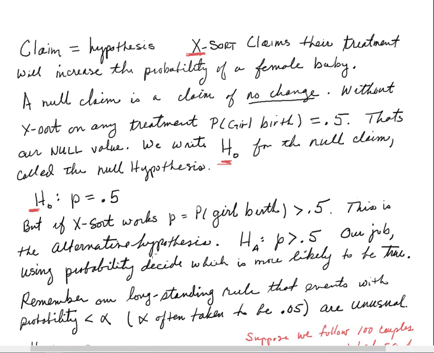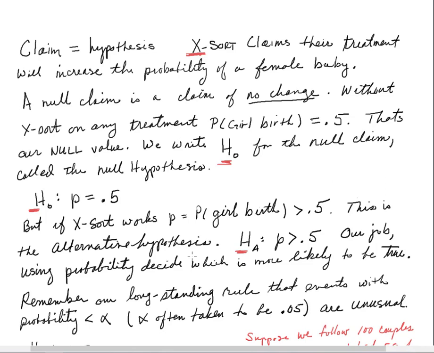But if Xsort works, then the probability P of a girl birth would be greater than 0.5. And this is what we'll call an alternate hypothesis. So the alternate hypothesis is that P is greater than 0.5. Now our job is to take a sample and look at evidence from the sample and decide which of these two hypotheses is most likely to be true.